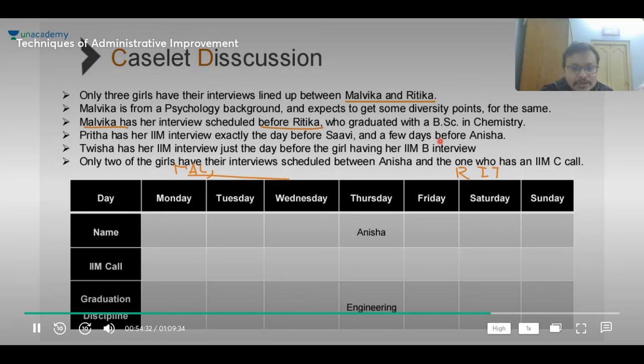Along with Malvika, the other two people who had the interview before Anisha are Preeta, who had it a few days before Anisha, and Savi, since Preeta had it exactly the day before Savi. So Preeta and Savi are the two other people who have the interviews before Anisha. The moment we get Malvika, Preeta, and Savi on Monday, Tuesday, and Wednesday, that automatically means for Friday, Saturday, Sunday you have Ritika, Vaishnavi, and Twisha. So these are your three people for Friday, Saturday, Sunday.